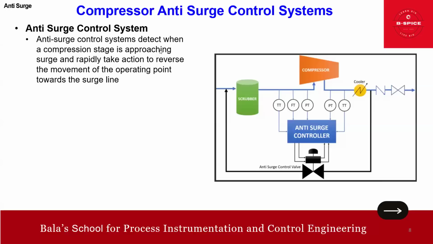The anti-surge control system detects when a compression stage is approaching surge and takes action to reverse the movement of the operating point away from the surge line.